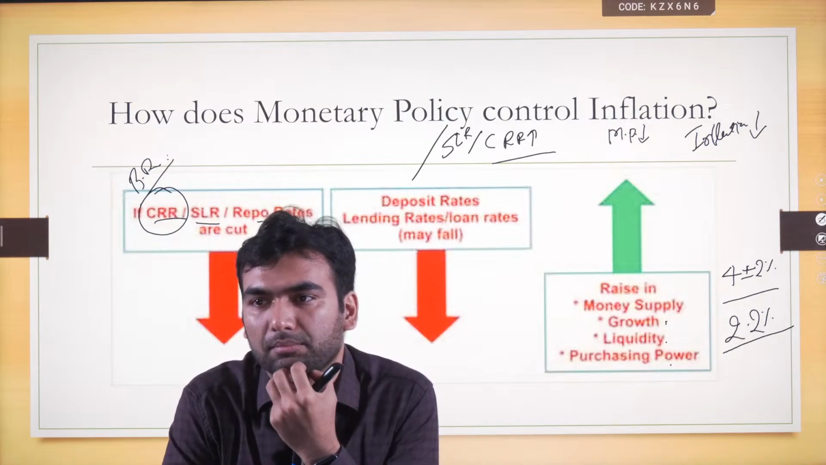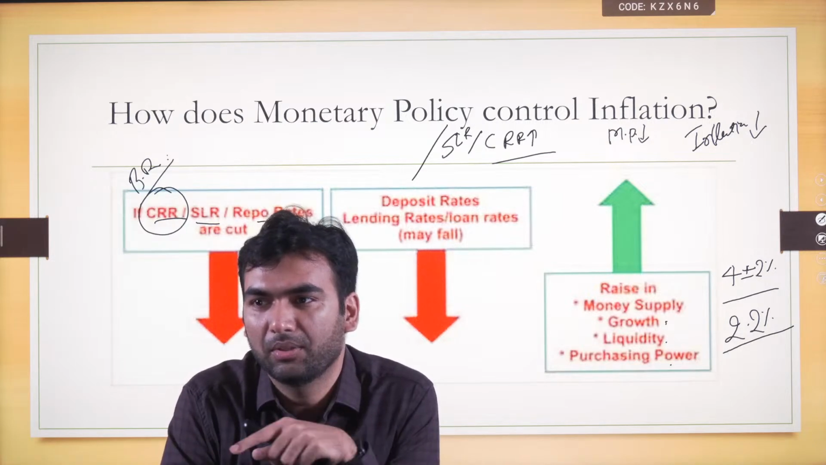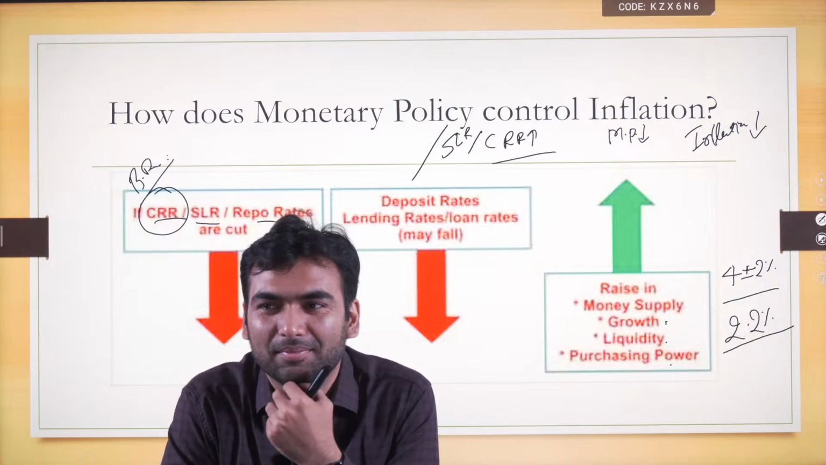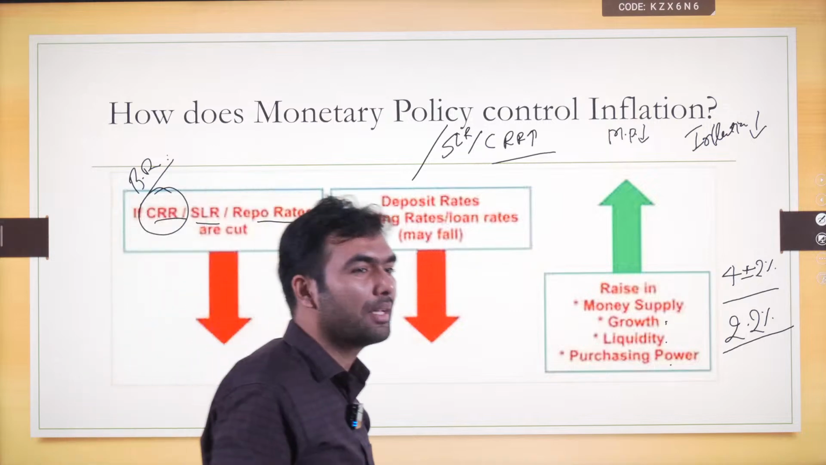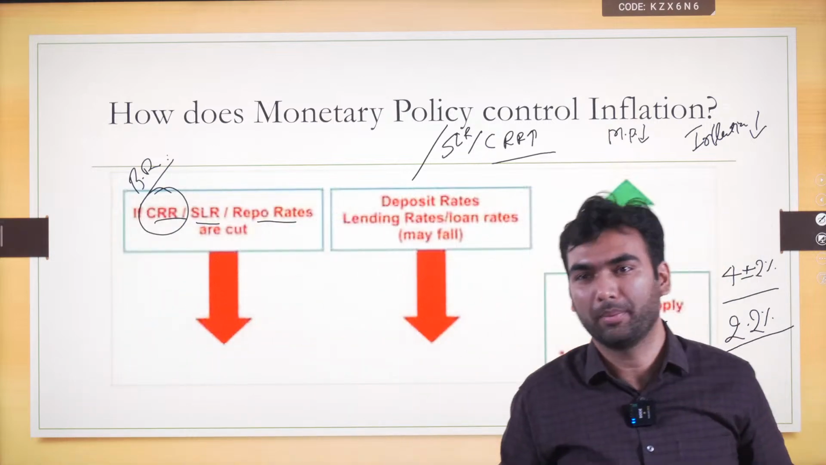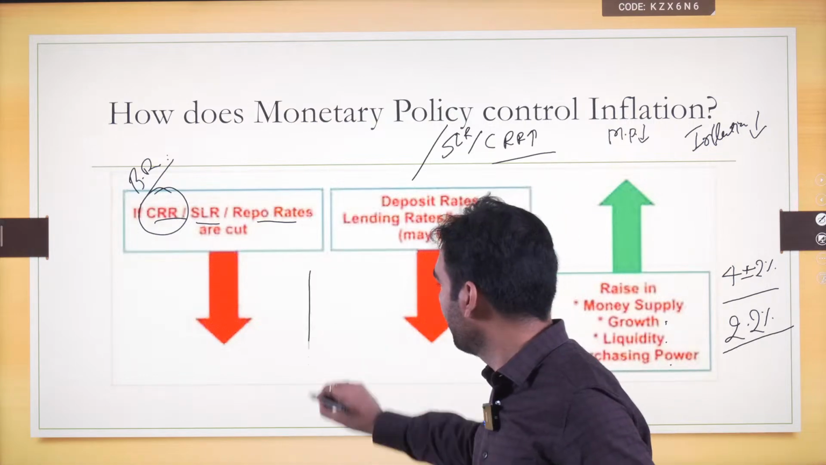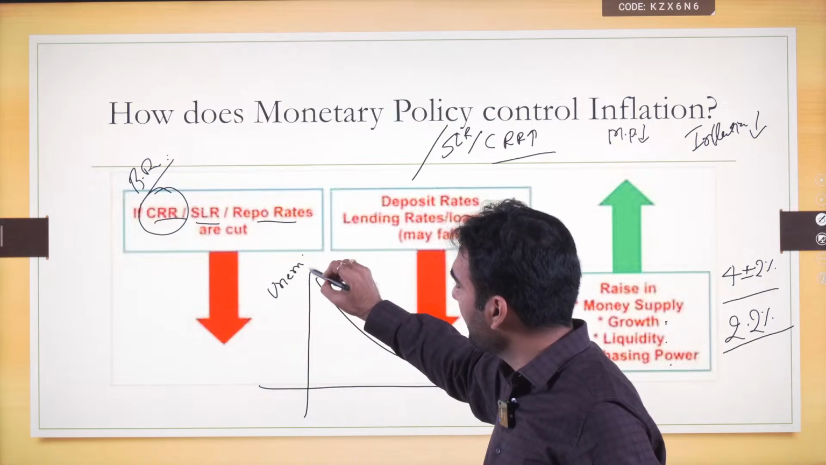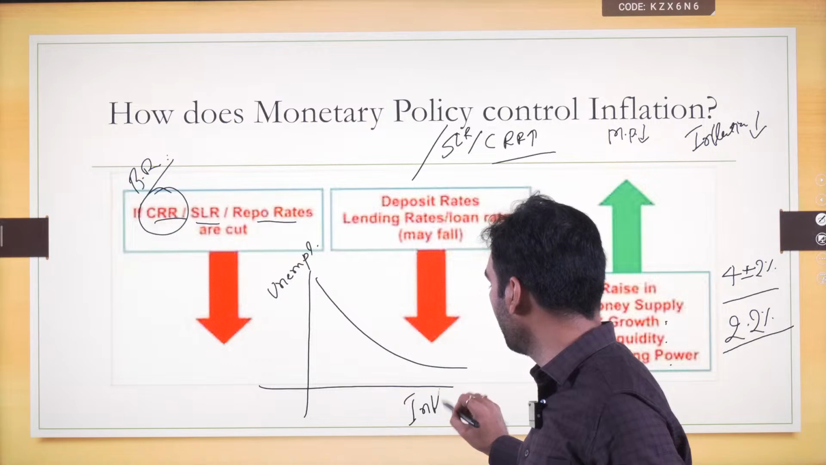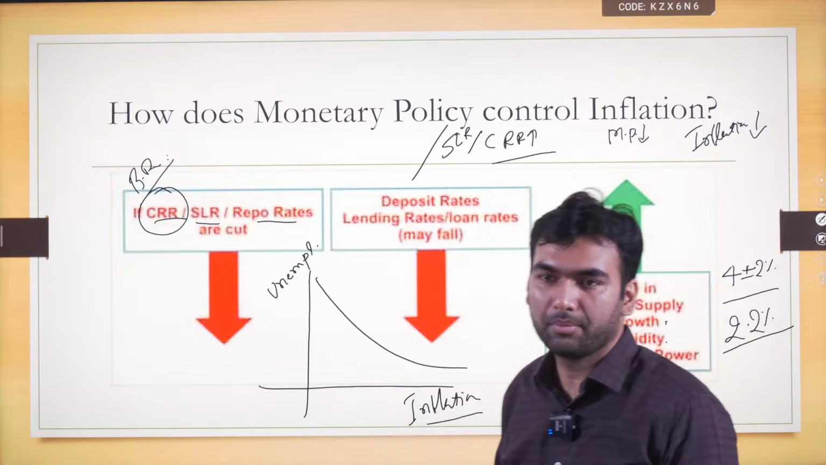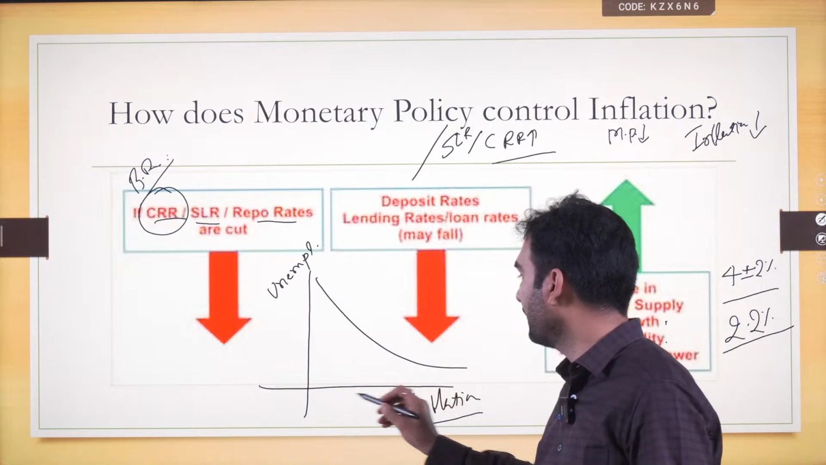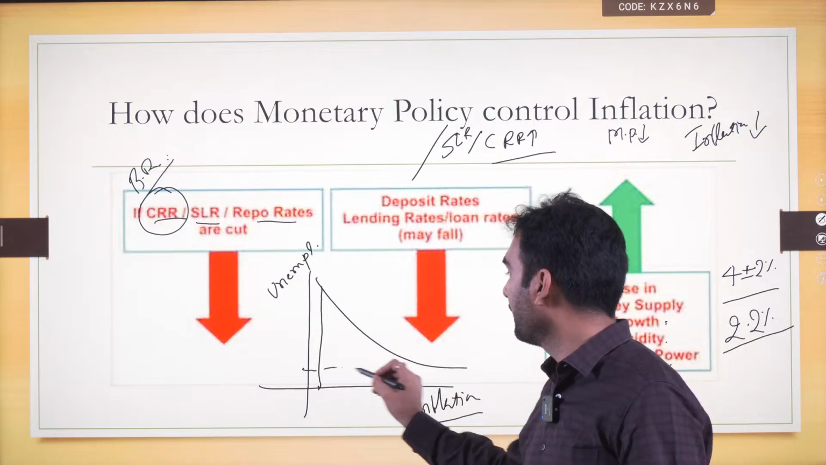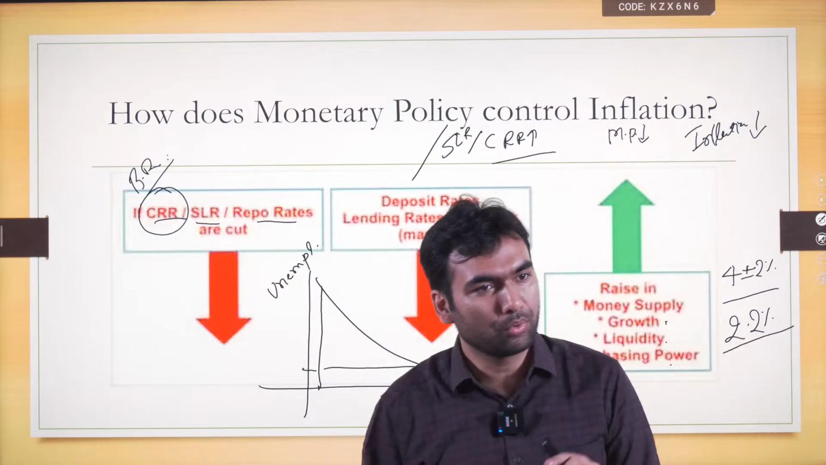What is the Phillips curve? The Phillips curve gives us the relationship between inflation and unemployment. Write it down. It says that unemployment and inflation have an inverse relationship. So if you want low inflation, then unemployment would be high. If you want low unemployment, then inflation would be high. So either of the two pains you have to suffer.